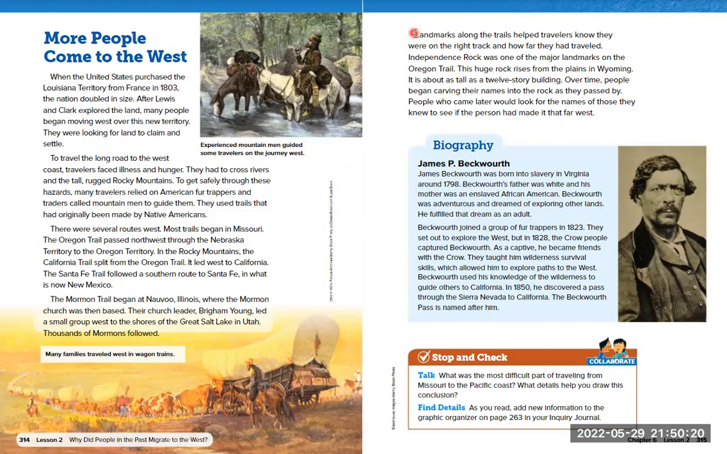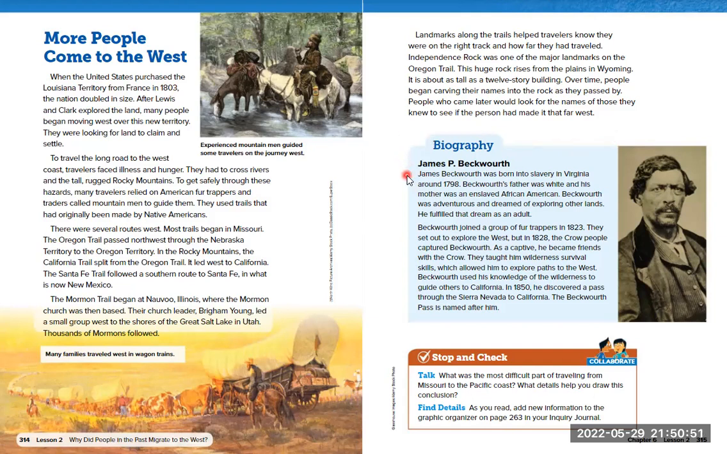Landmarks along the trails helped travelers know they were on the right track and how far they had traveled. Independence Rock was one of the major landmarks on the Oregon Trail. This huge rock rises from the plains in Wyoming. It is about as tall as a 12-story building. Over time, people began carving their names into the rock as they passed by. People who came later would look for the names of those they knew to see if the person had made it that far west.